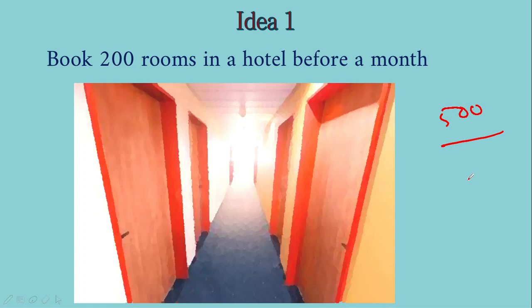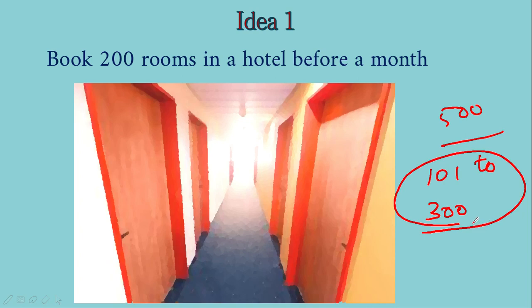Okay, so you ask for the continuous room numbers. You say that you want from room number 101 to 300. Like this, you are telling that you want continuous room numbers, 200 rooms. Yeah, it will be given. There is a high chance that you will be given those rooms on the dates in which you book, right?